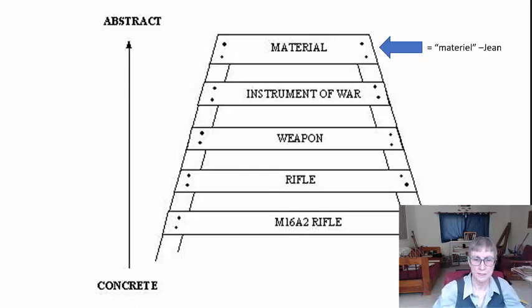The next one up on this particular illustration of the ladder is material. I prefer the French pronunciation, or more or less anyway, matériel, as in men and materiel. Materiel being everything you need to fight a war that isn't a human being, which would include uniforms and boots and MREs and lots of other basic supply kinds of stuff, in addition to the big ticket items like aircraft carriers.